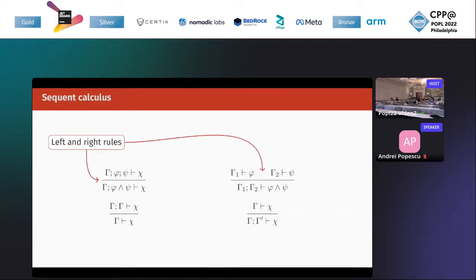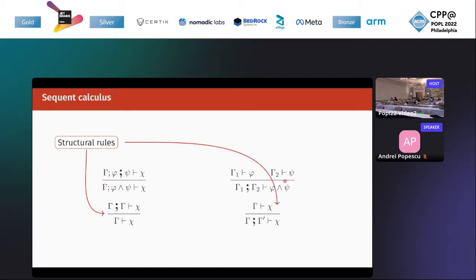For each connective, there are two corresponding rules: a rule which tells you what to do if you have a connective on the left-hand side of the turnstile, and a rule which tells you what to do if you have a connective on the right-hand side of the turnstile. Here you can see the left and the right rules for the intuitionistic conjunction. The left rule says that if we have phi and psi as an assumption, then we can split it into two assumptions, phi and psi. The right rule says that if you want to prove phi and psi, then we need to have a separate proof of phi and a proof of psi.